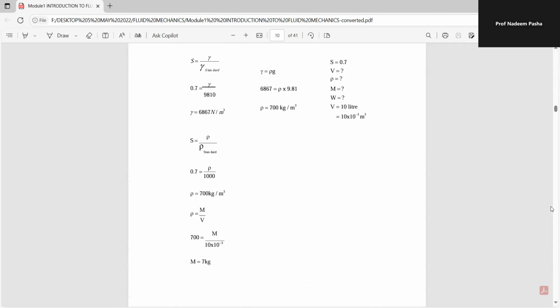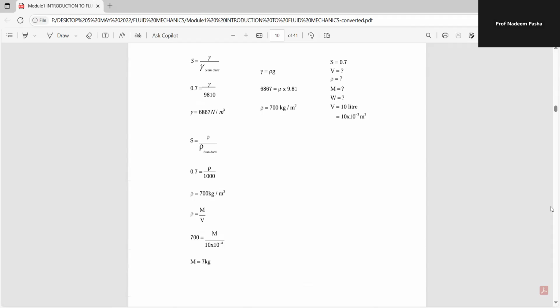First and foremost thing you have to do is convert the given volume from liters to meter cube. Whatever the given value of liquid in liters, you just multiply it by 10 raised to minus 3. It will come in meter cube. After that, what is given to you? S is given to you. Specific gravity of liquid is given to you, 0.7. It is nothing but the ratio of density of fluid to density of standard fluid.